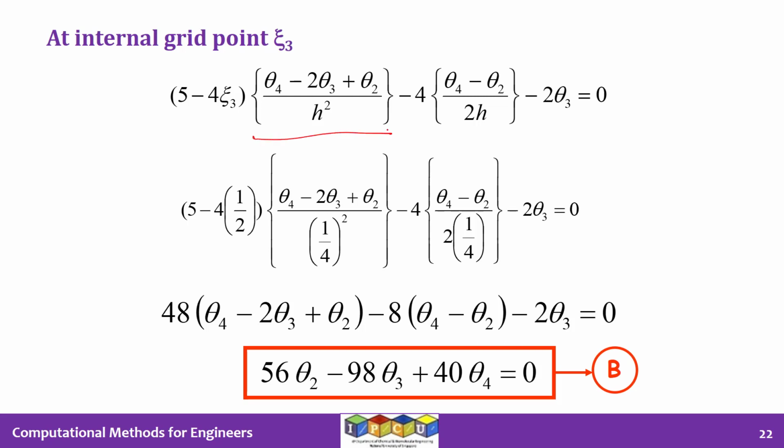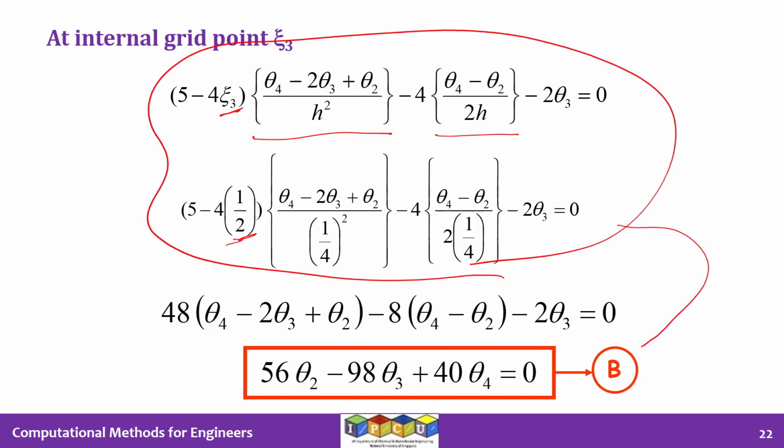Replace the second derivative by its central difference approximation. Replace the first derivative by its central difference approximation. And psi should be replaced by psi 3, and psi 3 is equal to half. So when you put h equal to 1 by 4 and psi 3 equal to half, if I've done things right, this equation will reduce to equation B. Again, I have arranged it in the standard format. So you have theta 2 coming first, theta 3 coming next, and theta 4 coming third. So this is equation B.